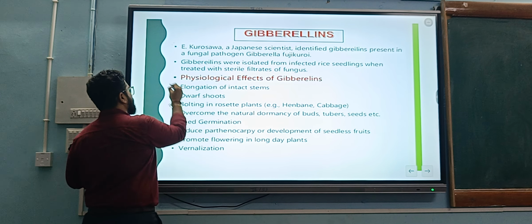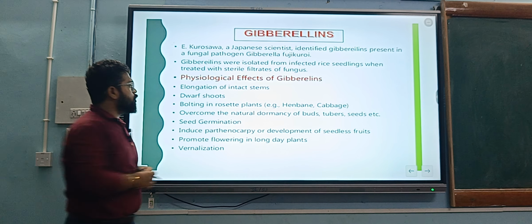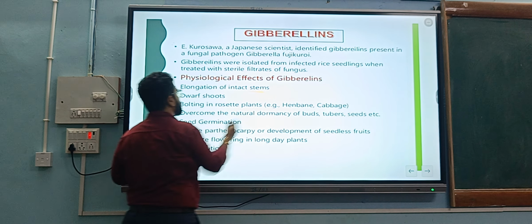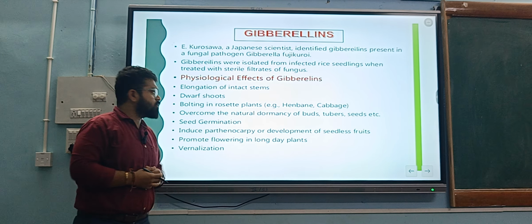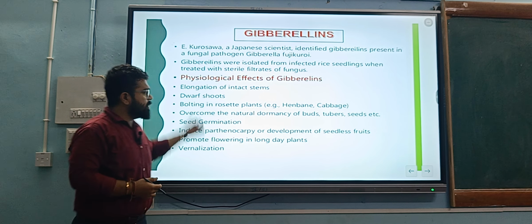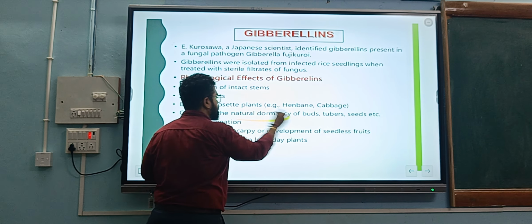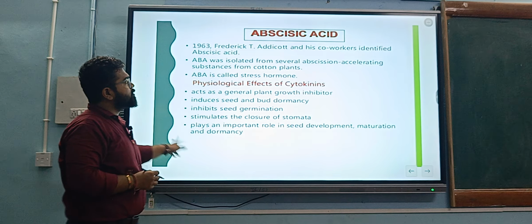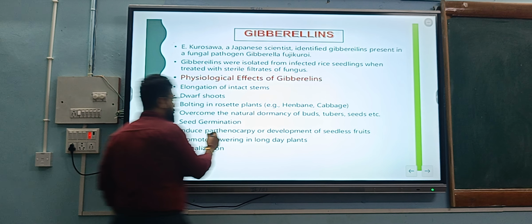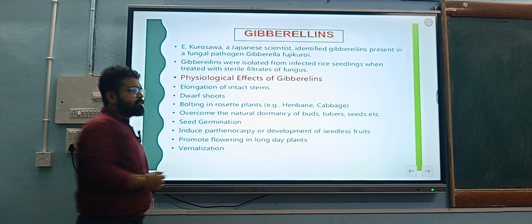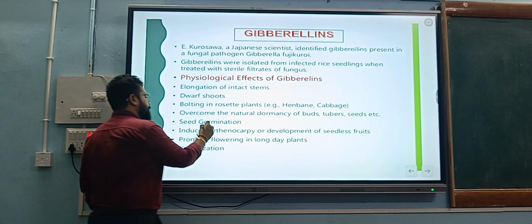The physiological effect of gibberellin is that it plays a very important role in elongation of intact stem, dwarf shoots, and bolting in rosette plants such as cabbage, overcoming the natural dormancy. So gibberellins are also called dormancy breakers. It overcomes the natural dormancy of buds, tubers, and seeds, and it induces parthenocarpy, or development of seedless fruit such as banana.